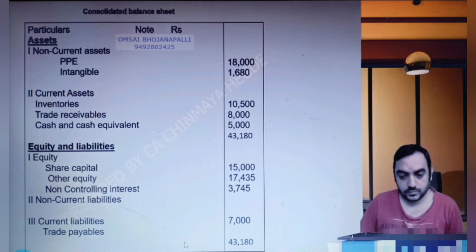20% of 3,600. Okay. So next you divide into on the date of acquisition and after the date of acquisition. Okay. Now on the date of acquisition, 2 years ago.